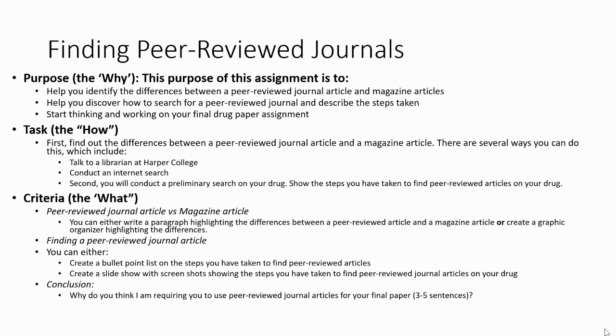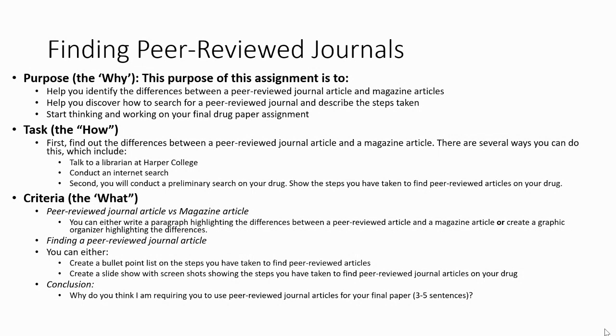But essentially, what you're going to do is first compare what the difference is between a journal article and a magazine article. You can either write a paragraph or create a graphic organizer highlighting the differences. Second, you are going to explain the process of how to find a peer-reviewed journal article using the Harper College Library website. And so for this, you can do a bullet list of the steps you've taken to find peer-reviewed journal articles. Again, do the topic that you have selected for your drug research paper.